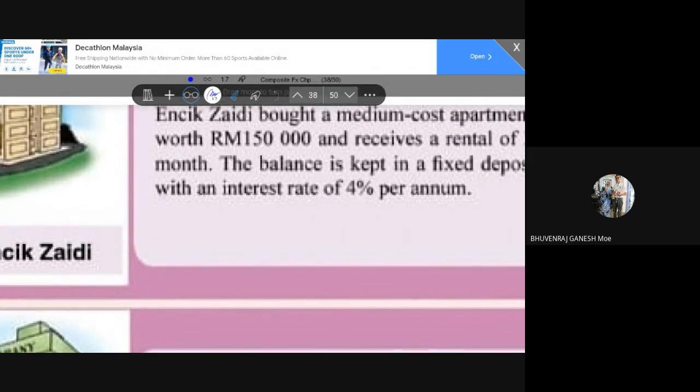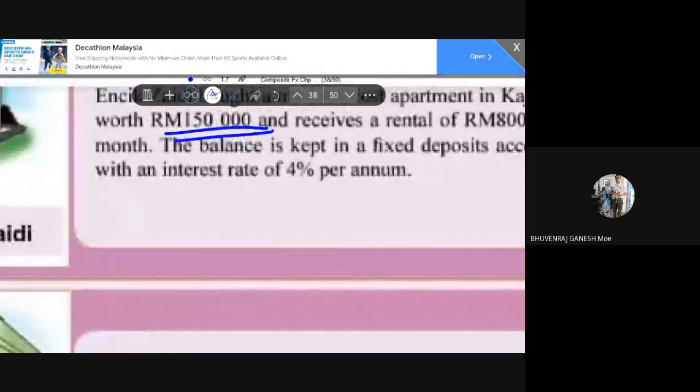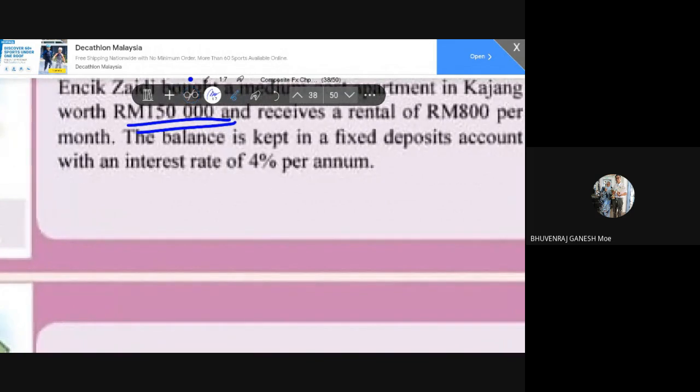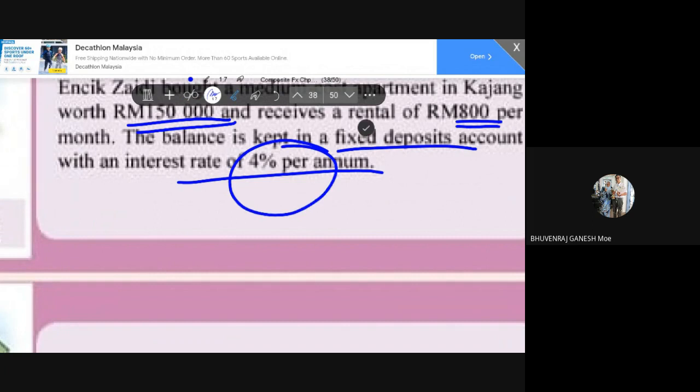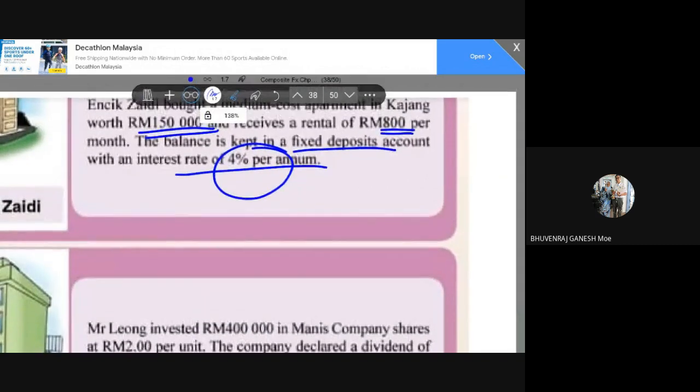So now we go to this one. He bought a medium cost apartment worth RM 150,000 with RM 800 per month rental, and the balance he keeps in a fixed deposit account with an interest rate of 4% per annum. Quite a low interest rate actually for fixed deposit, but it is what it is. So this is his situation.